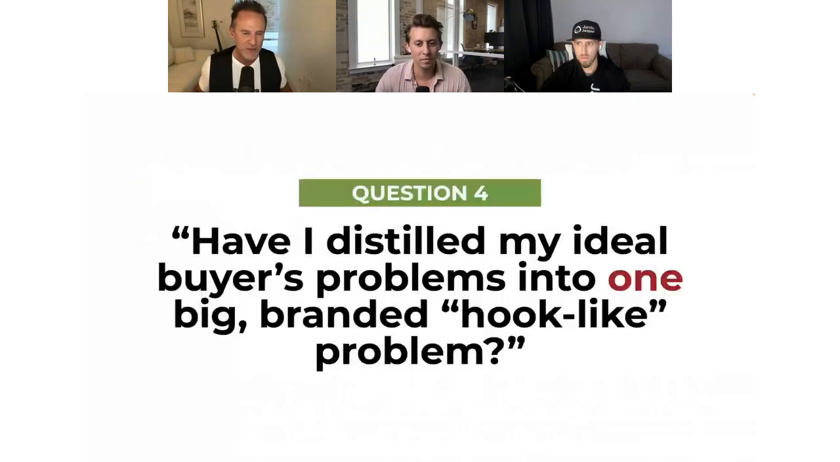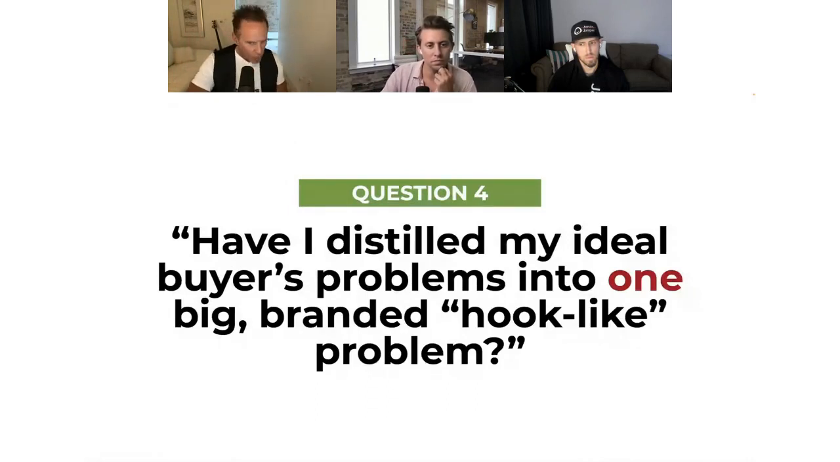And here's the question that you need to ask yourself. This is question 4. Have I distilled my ideal buyer's problems into one big branded hook-like problem? And let me tell you, this one is important. What you want to do, let me know if this makes sense, is to write down all the reasons why you think that your ideal buyer is not succeeding at whatever is the topic that you're selling. Now, if they haven't lost weight successfully, why? If they haven't learned to market their business online, why? Write them down. And then you're going to take those reasons and combine them into one big branded hook-like problem.